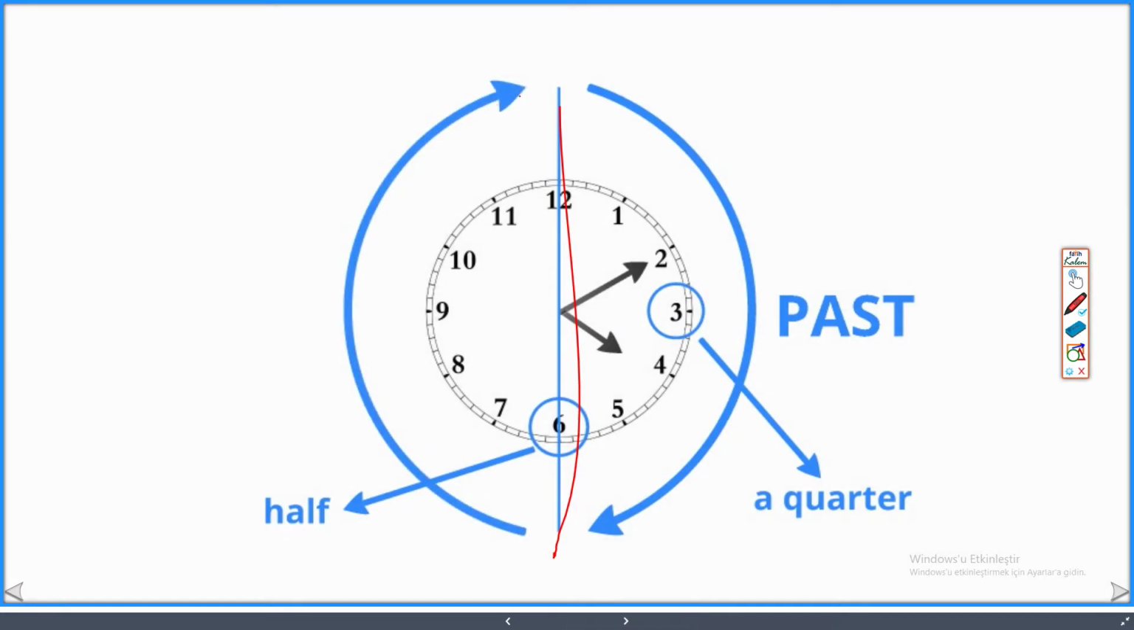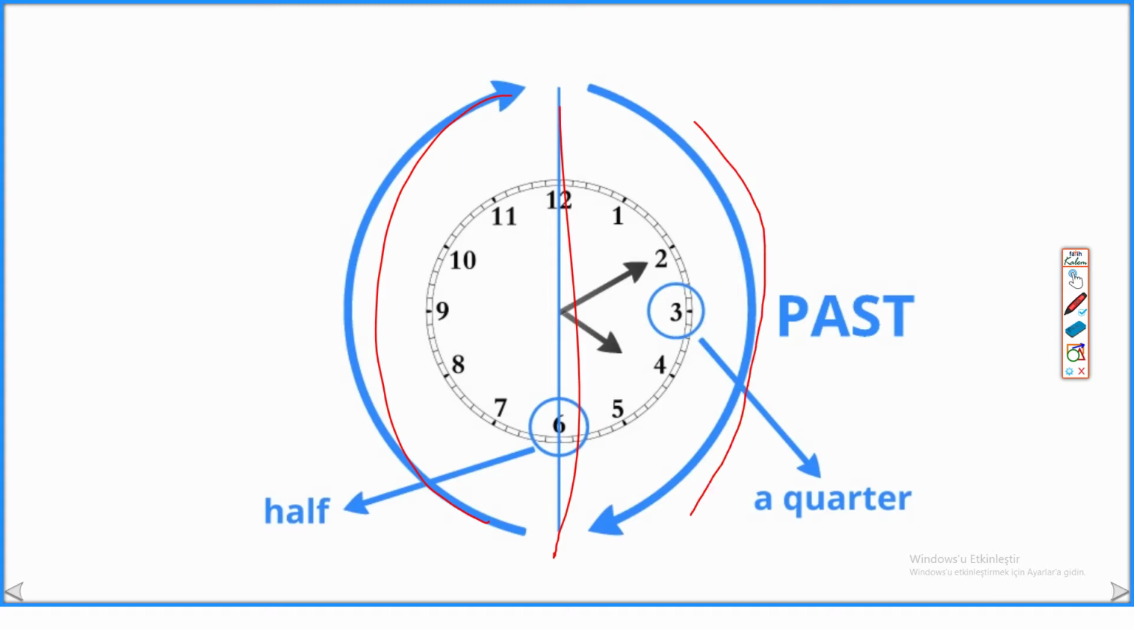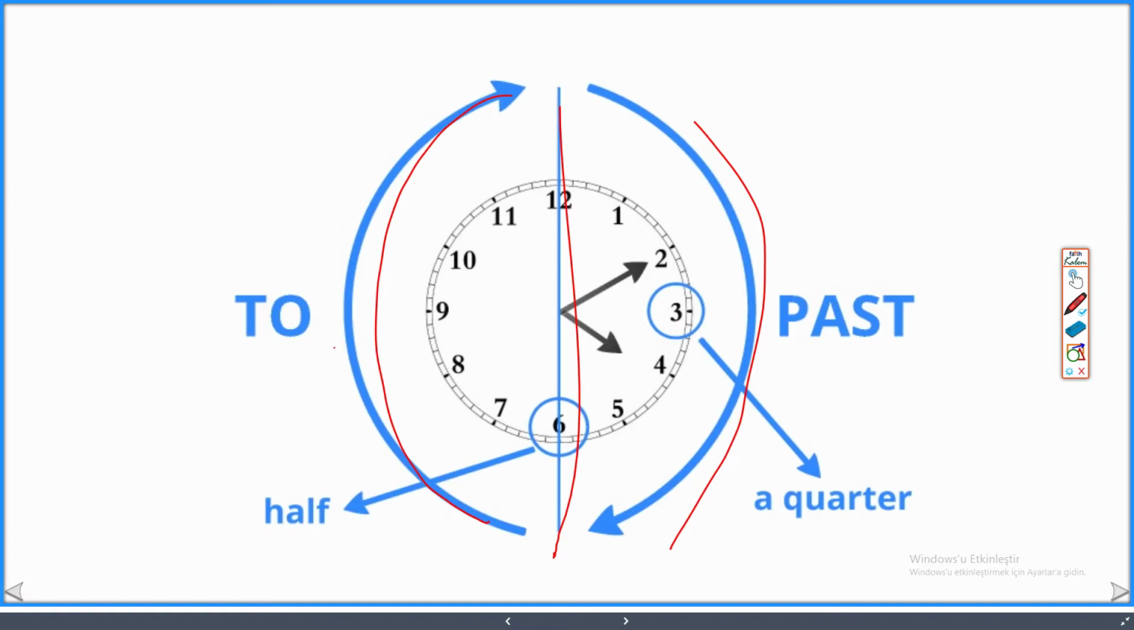Okay, past, and we have this side past, but what about this side? This side is also called to. It is 10 to 11. It means we have 10 minutes to 11. But for example, 10 past 4 means we passed 10 minutes after 4 o'clock. Okay, and what about this one? This one is also a quarter.